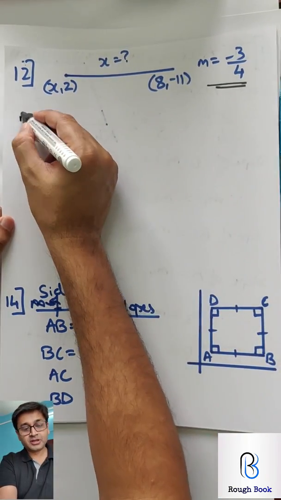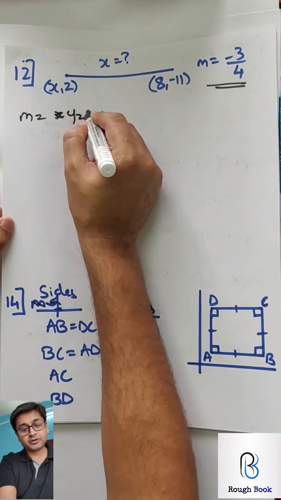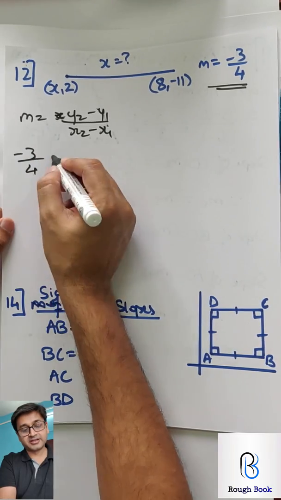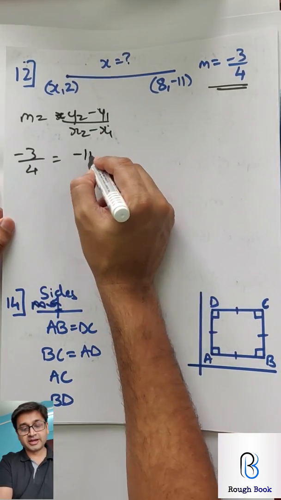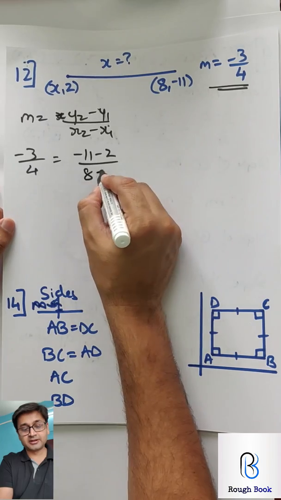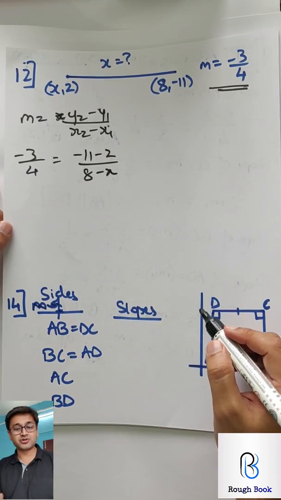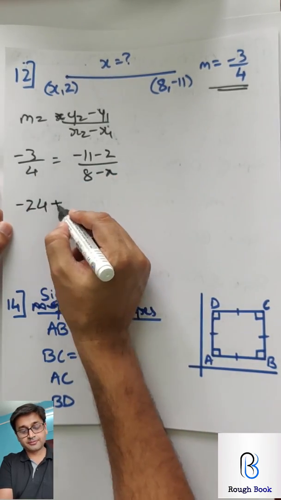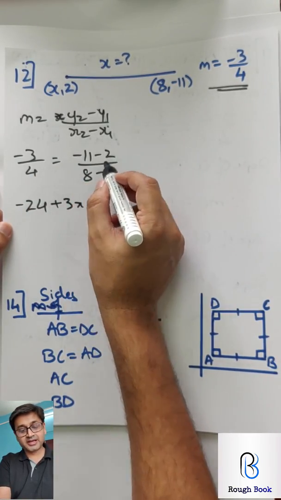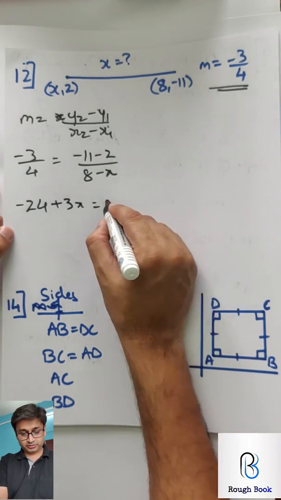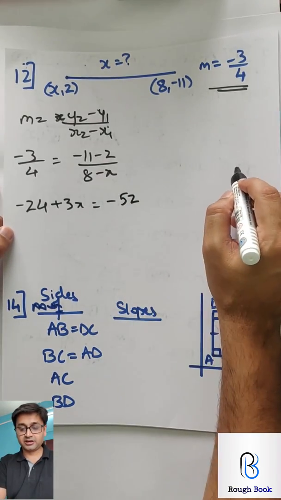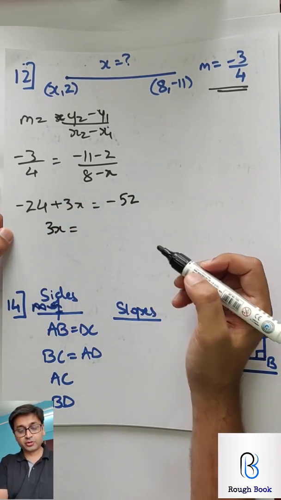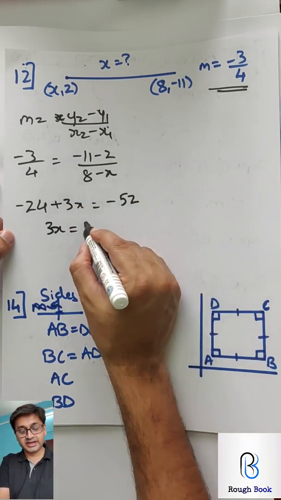Just apply the formula. Slope is y2 minus y1 over x2 minus x1. So slope is minus 3 by 4, y2 is minus 11 minus 2, and 8 minus x. I got this x behind, I shouldn't have, but it's okay. Let's cross multiply. So minus 24 plus 3x. This is minus 13 into 4. So minus 52, I guess, correct? 13 into 4, 12, oh yeah. So 3x minus 52 plus 24. So that will be 28.